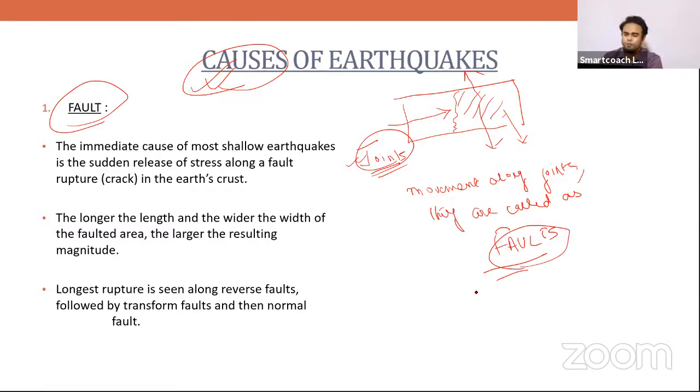And whenever faulting takes place, these are areas of seismic activities. Understood? So this is very, very important because this is also given in your NCERT and has been asked in your examination. What is the difference between a joint and a fault? Fine. So please note the difference. All right.